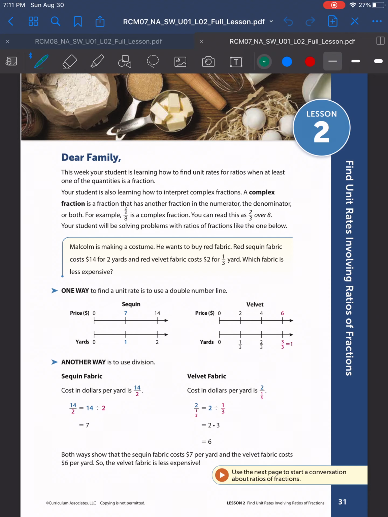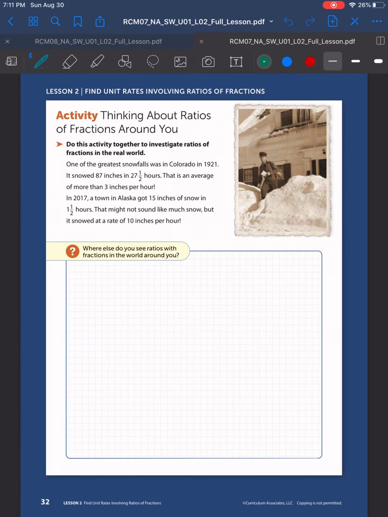Hi, 7th grade. We are now officially in Lesson 2, Session 1. And on page 31 is the Dear Family page. We're going to skip this for now. It just talks about how this week we're going to be using unit rates for ratios and complex fractions and all that good stuff. So let's go to the activity.